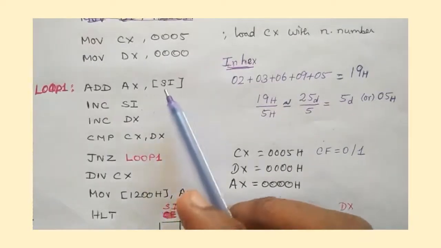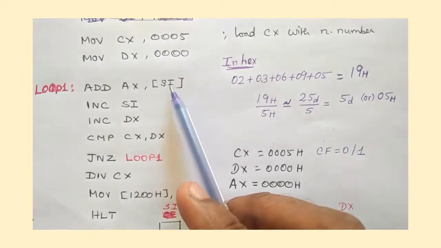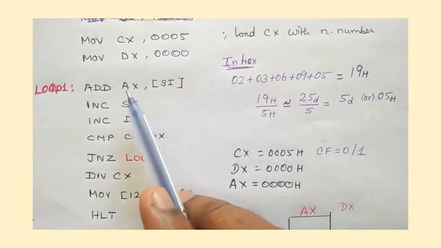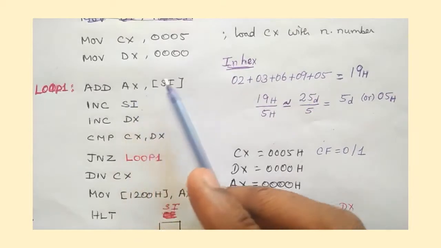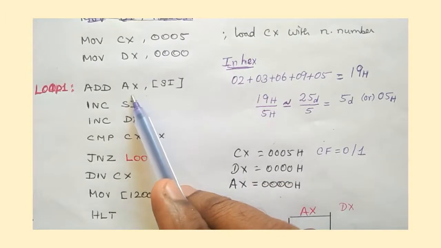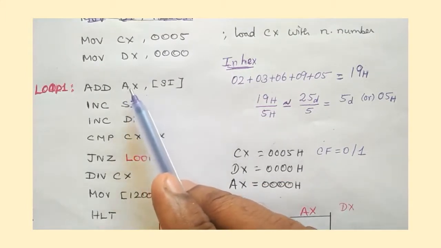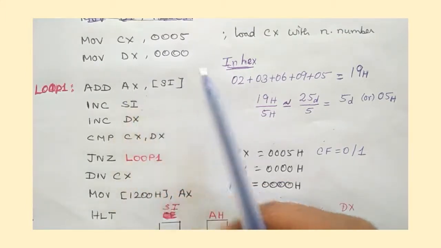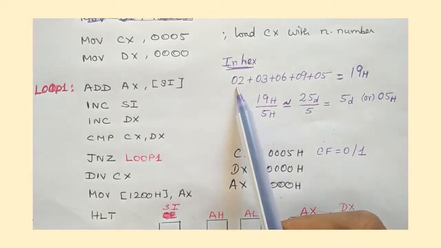Now this is the operation. The SI is the pointer to the memory. So the data is located in the memory, that is added with the AX register. The result is also stored in the AX register. That is the first addition, and that result is nothing but 2.